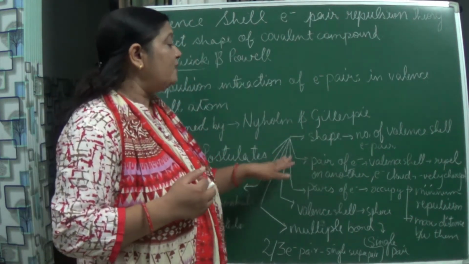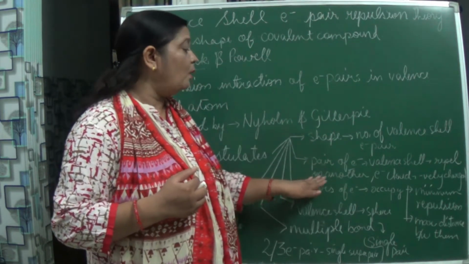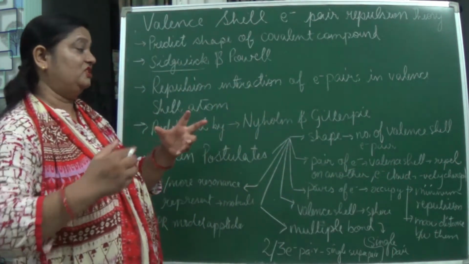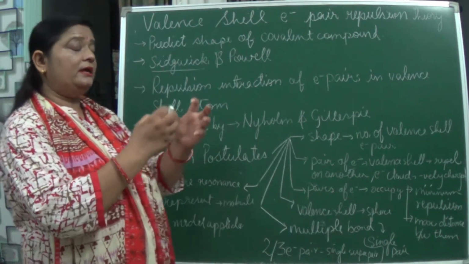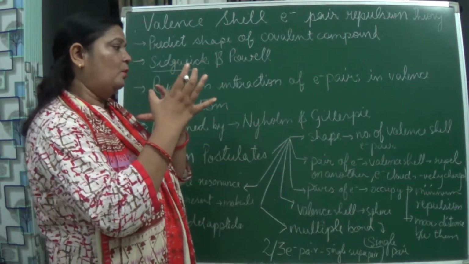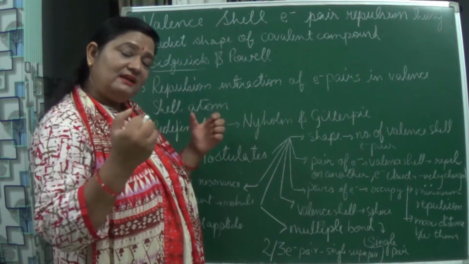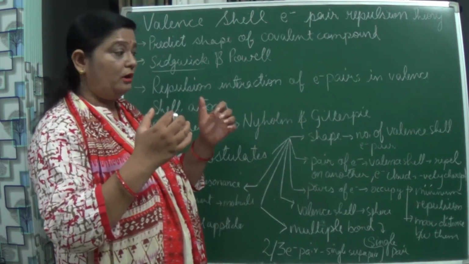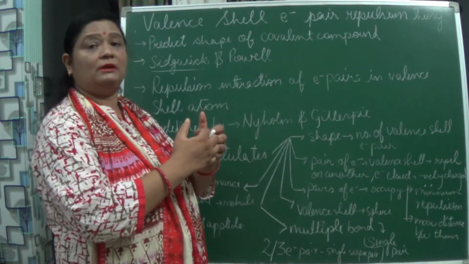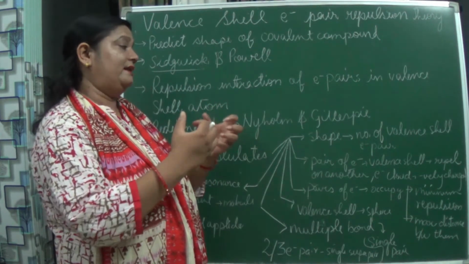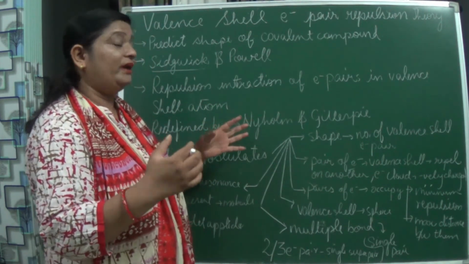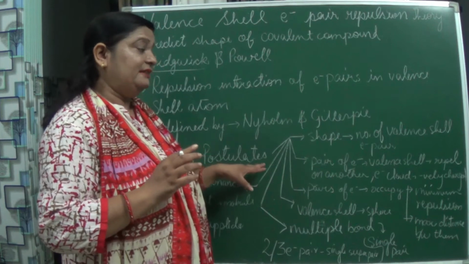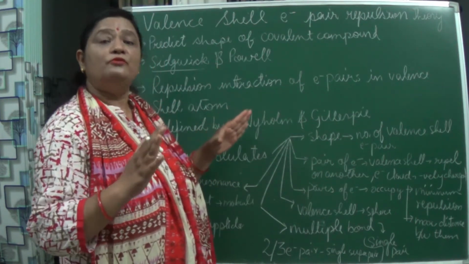Now the pairs of electrons in the valence shell repel each other in the electron cloud because they are negatively charged. When the electrons are present in the valence shell, they will try to repel each other. All the electrons are negatively charged, and as a result they will not be close to each other. Like charges repel each other, and as a result they will be arranged in such a manner that they can remain in a stable form.